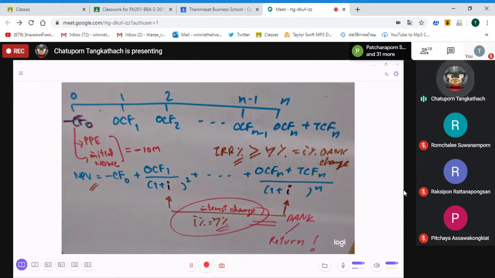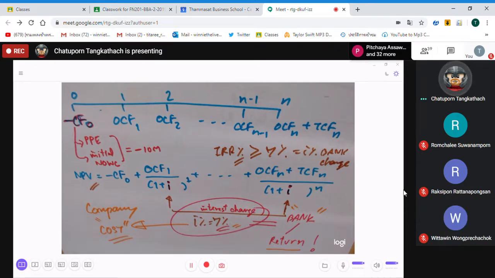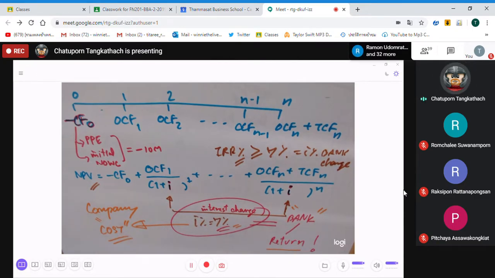So the same percentage, 7%, is the return from the perspective of the bank, but the same 7% from the perspective of this company is the cost. Am I correct? The company has the cost of paying 7% per year for the 10 million that the firm borrowed. Same number, but two different perspectives.